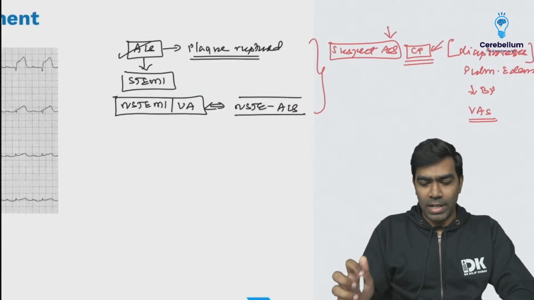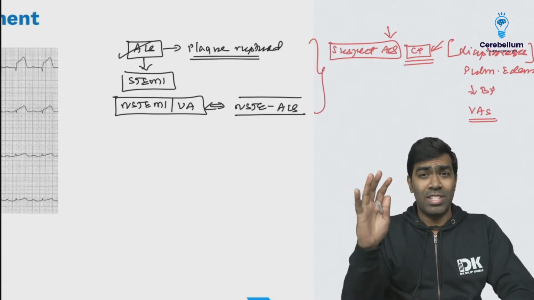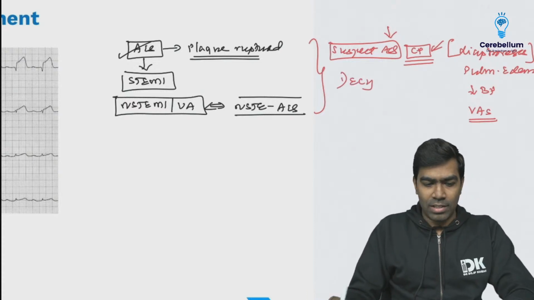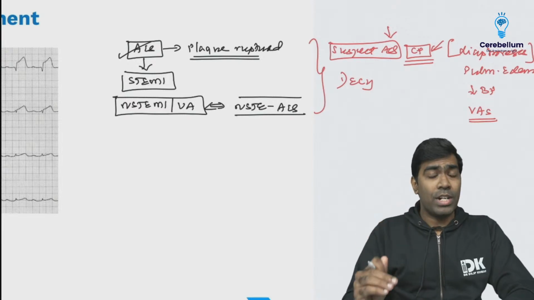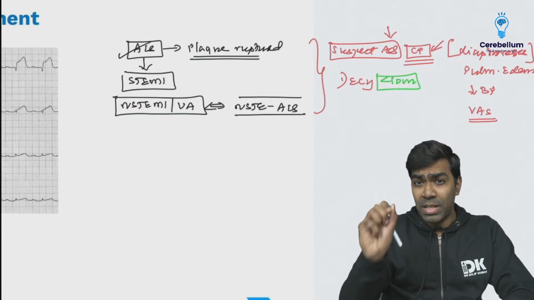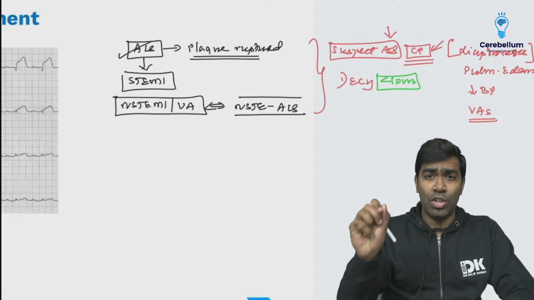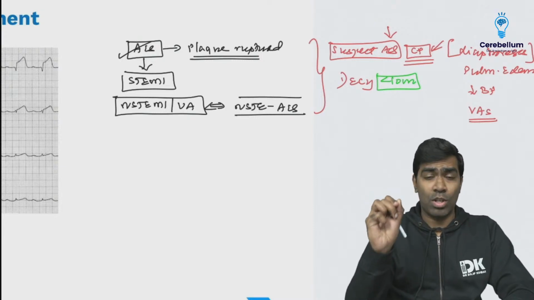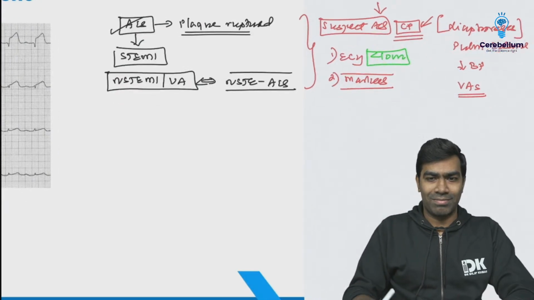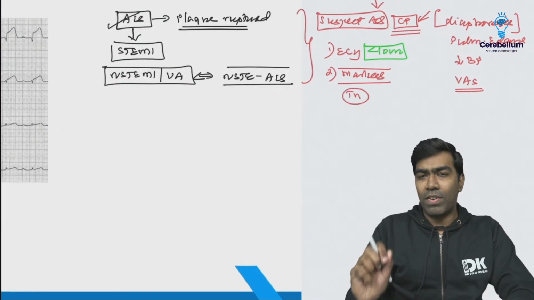So whenever you suspect ACS, or whenever any patient presents with chest pain to your emergency, what is the next investigation that you're going to do? You're going to do ECG, and they will definitely ask you how fast you need to do an ECG. You have to do it within 10 minutes. I'll repeat, you have to do an electrocardiogram within 10 minutes of admission to the emergency. And the second thing you do is cardiac markers. What is the most preferred cardiac marker? It's going to be the troponin. So why do we prefer troponin?